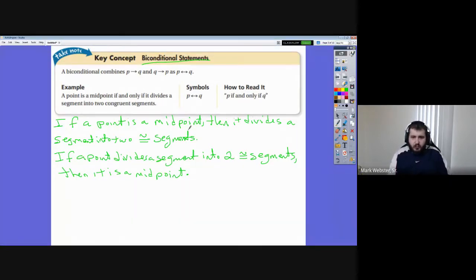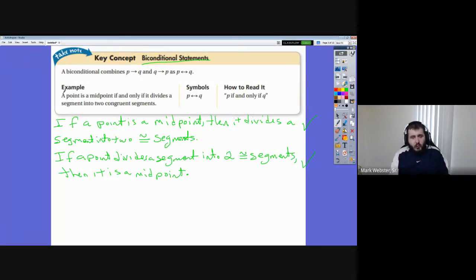Well, if a point is a midpoint, then well, that's what a midpoint does, right? The midpoint divides a segment into two congruent segments. If a point divides a segment into two congruent segments, then it's a midpoint. Well, isn't that what the midpoint is? The thing that divides a segment into two congruent segments, that's the midpoint. So the statement is true. Its converse is true. So we are allowed to write it as a biconditional, a statement that goes both ways. It's like a two-way street. It works both ways. Biconditional, bi for two.